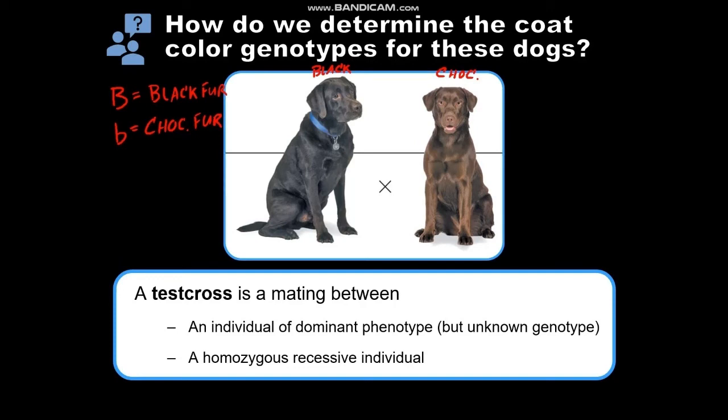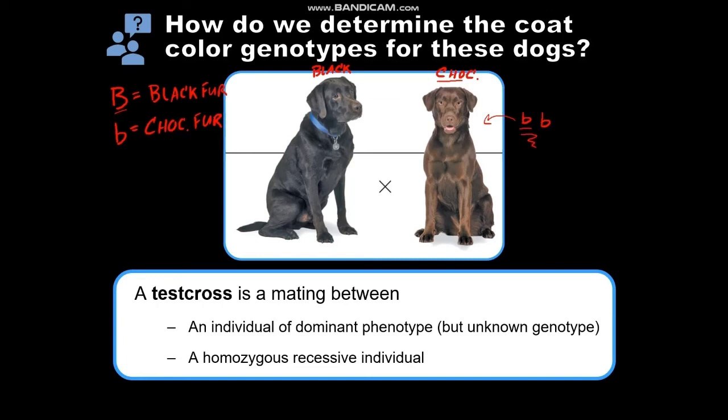Black fur is dominant to chocolate fur. So for this dog to have chocolate fur, that means that she must have at least one chocolate allele, right? But what's the other allele? Well, if she had a dominant allele, she would have black fur, because that's what dominant means. So she must have two recessive alleles. If you have the recessive phenotype, chocolate in this case, you must have the homozygous recessive genotype.